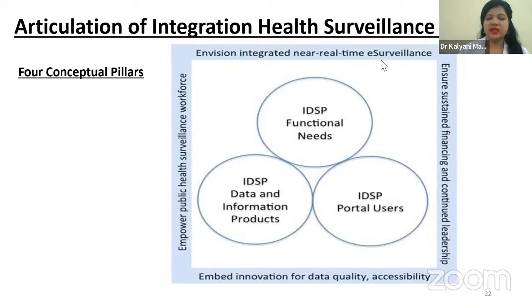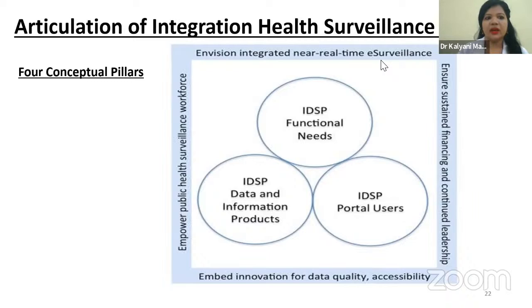Pillar one is the envision of IDSP's integrated near real-time e-surveillance, which means integration of the traditional disease surveillance methods of IDSP with the advanced electronic surveillance technologies to monitor and track diseases in near real time. Pillar two is to embed innovation and ensure quality data for decision making, which means integrating innovative practices or new ideas and ensuring that the data used for decision making is accurate, reliable, and of high quality. Pillar three is to empower the public health surveillance workforce, and pillar four is to ensure sustained financing and continued leadership.